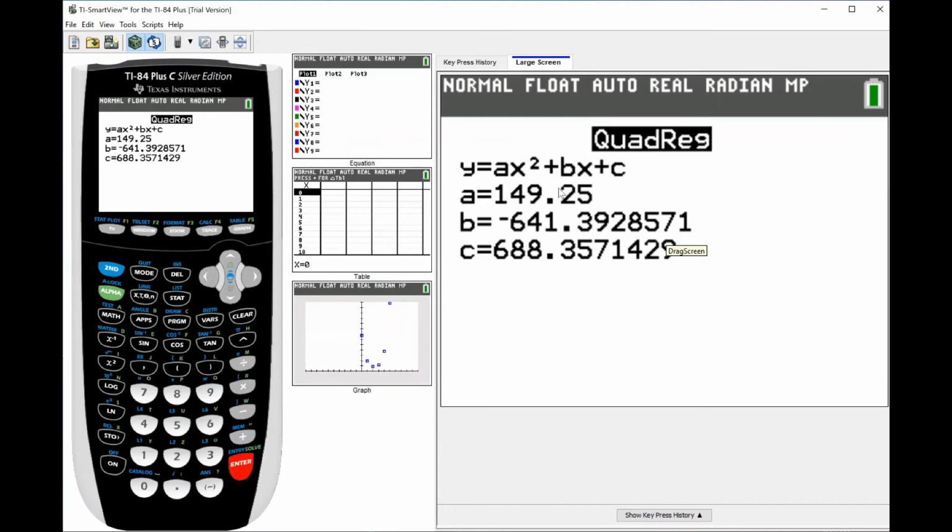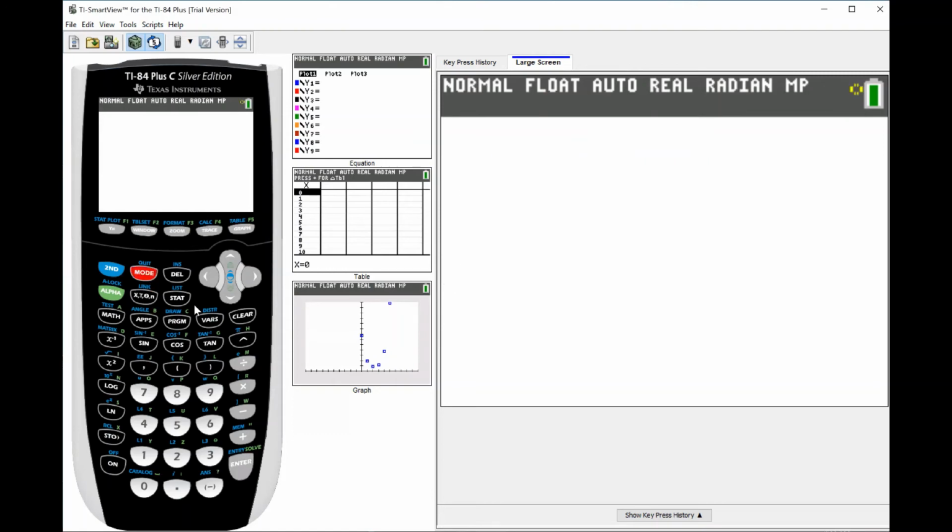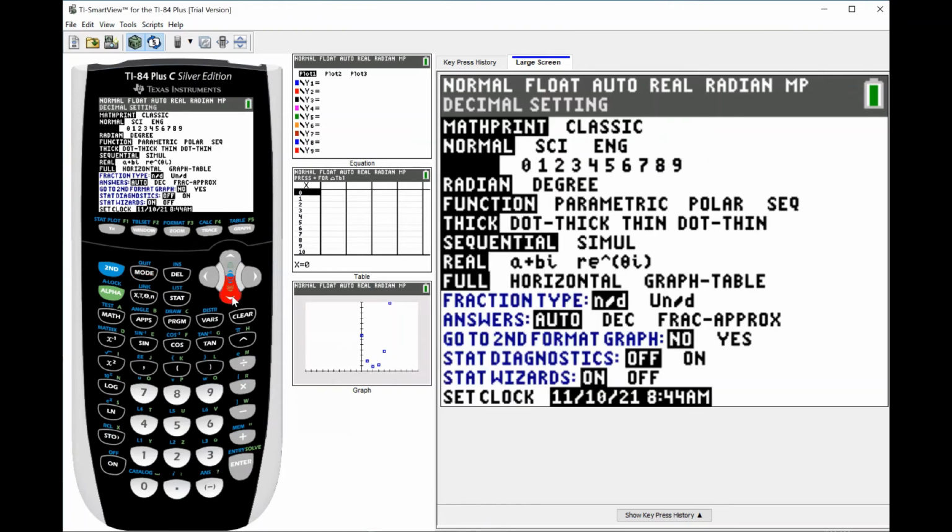And there are my values for A, B, and C, but I need the value for R squared. What did I forget to do? I forgot to turn on my diagnostics. So we want to make sure we go to Mode, and I'm going to go all the way down to Stat Diagnostics, and I'm going to make sure On is highlighted. We want our calculator, scroll over to On, to tell us how well our equation fits our data.